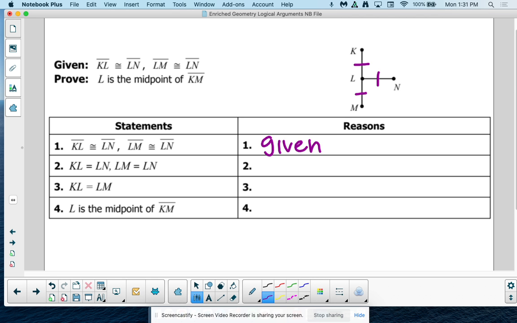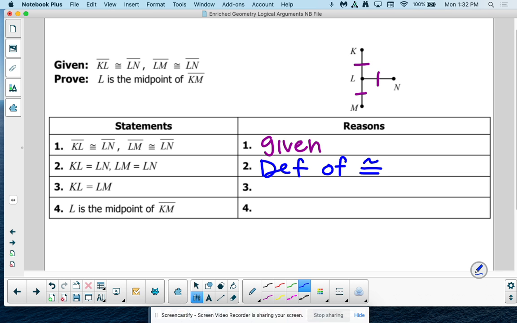Or when in doubt, I would probably just use substitution. There's a reason for the fourth one. That was the big one. Did you guys get definition of congruence for 2?